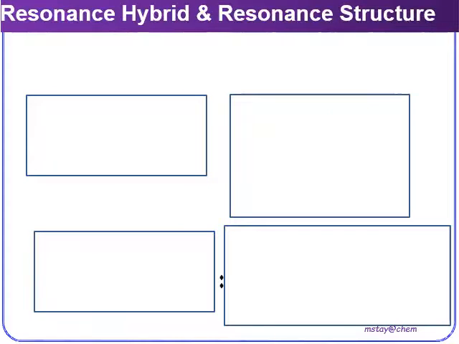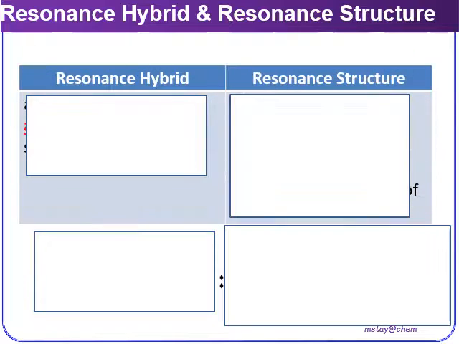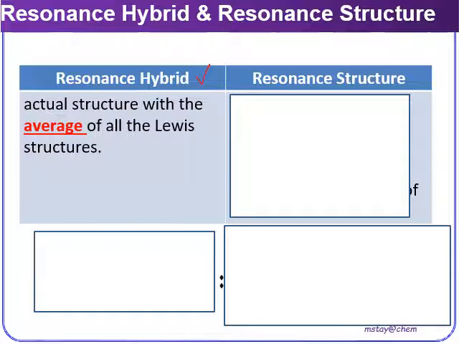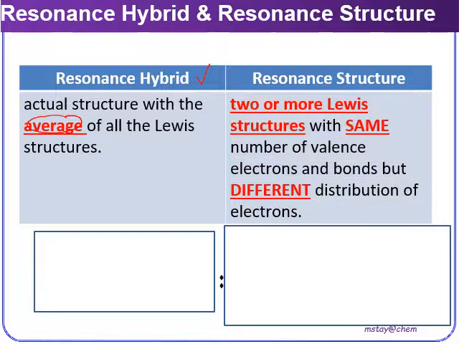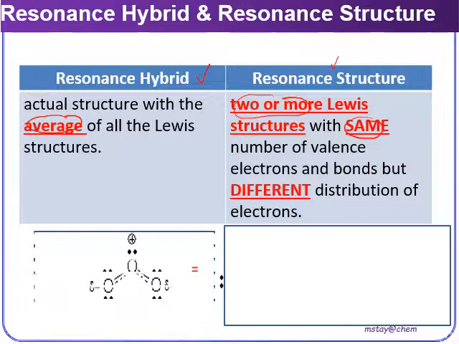Now, let's continue with the summary of resonance hybrid and resonance structure. As the word hybrid suggests, as we just mentioned, it is the average of all the Lewis structures. While for resonance structures, you have to show two or more with the same number of valence electrons and different distribution of electrons, where normally we focus on the position of the multiple bond.